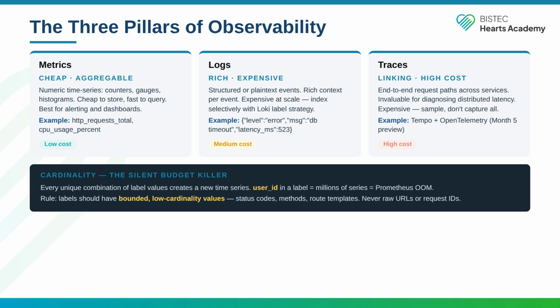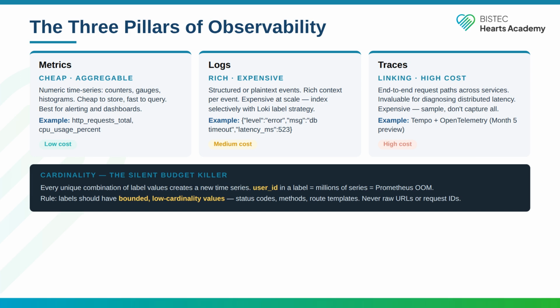Traces connect one user request across every service it touched. When your catalog service is slow, because a database call inside it is slow, traces show you the exact span where time was spent. Distributed tracing via Tempo and OpenTelemetry is previewed this month and explored in depth in the Senior DevOps track. Now, the most important concept in this slide: cardinality.